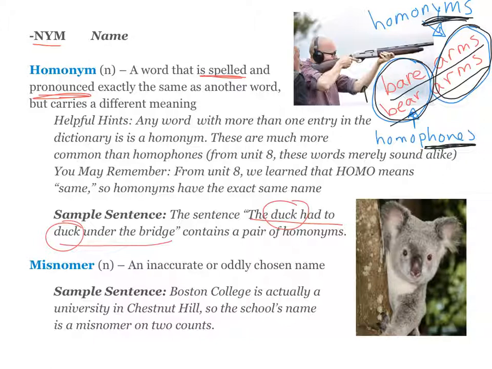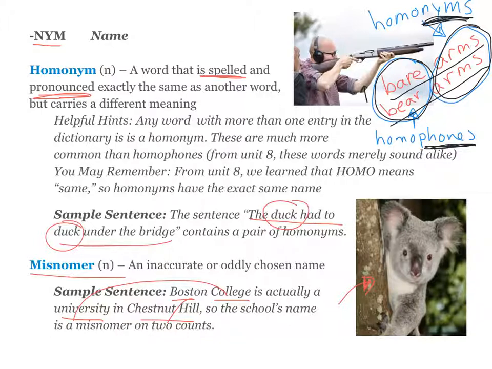Your next word is misnomer. It is a noun, and it is an inaccurate or oddly chosen name. Your sample sentence says that Boston College is actually a university, not a college, and in Chestnut Hill, not Boston. So the school's name is a misnomer on two counts. This little guy over here is often called a koala bear, but he is not actually a bear, so that is also a misnomer.